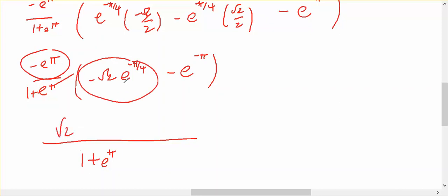E to the pi times e to the minus pi on 4 is e to the 3 pi on 4. A negative and a negative is a positive. E to the pi times e to the minus pi is e to the 0, which is 1. And that's going to be my final answer.